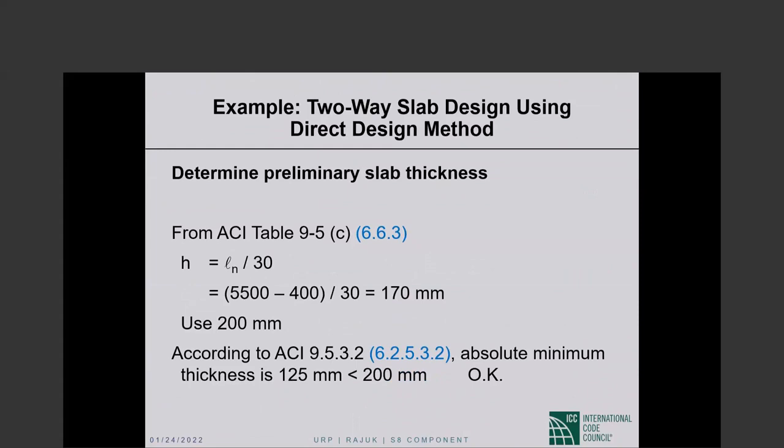The minimum thickness required, I will not go all the way back. You can look at table 9.5C, the right row. The minimum slab thickness required by that table 9.5C is clear span divided by 30. We have a clear span of 5500 center to center span minus column dimension of 400, divided by 30. That gives us 170 millimeters. That is minimum thickness. We are going to provide 200 millimeters, nice and round.